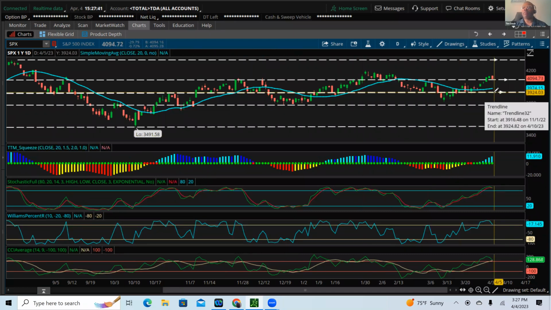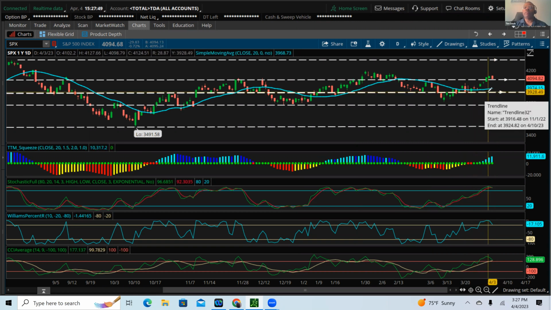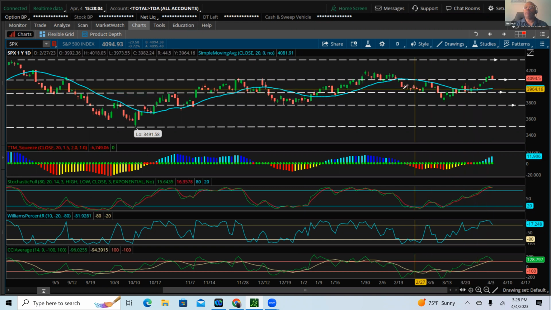This level is right around 39.24, 39.25. So let's call this 39.25 right around here. So that's very close to that 3,900 to around 39.30 level. So anywhere between there, 3,900 to 39.30, this is an area of support and resistance.